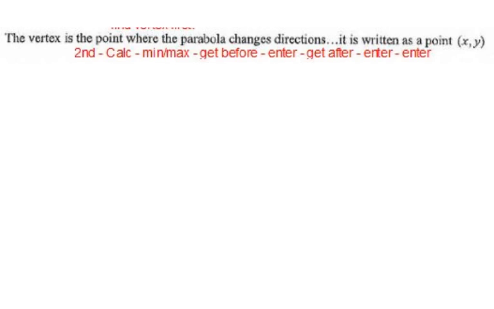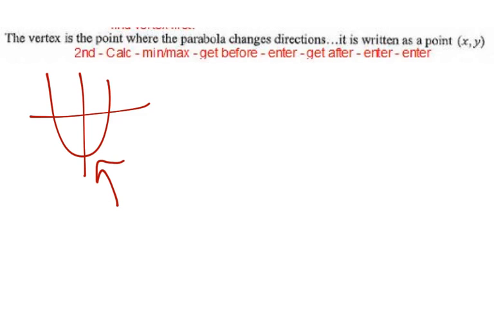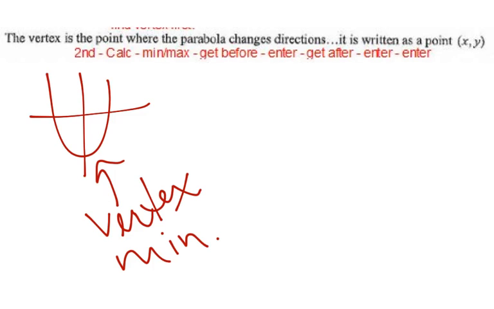So what's going to happen is that if you have a graph like this, it's at the bottom, so that's your vertex, and it's considered a minimum, because it's a low point on that graph. So you would do second calc min. You would get your cursor before the vertex, press enter, and then get your cursor after the vertex, enter, enter.